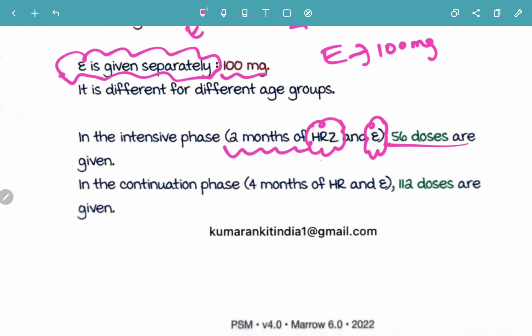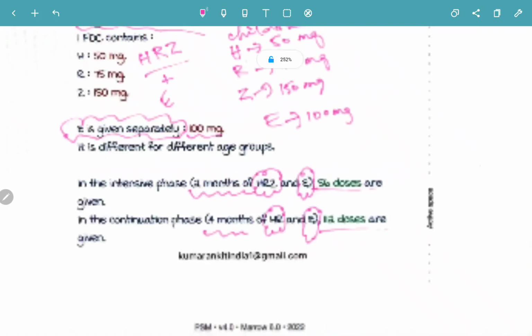So in the continuation phase, 4 months of HRE alone, right? HR is given separately and ethambutol is given separately. Always remember, for children, ethambutol will not come in the fixed dose combination tablet. We need to give 100 mg of ethambutol separately. So totally around 112 doses are going to be given.